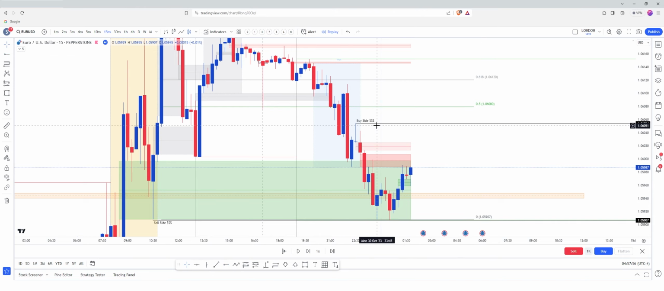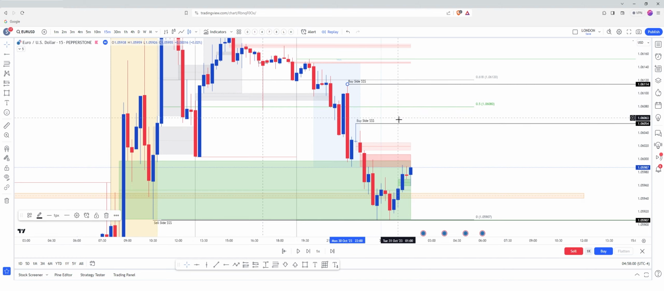Which would offer some buy side and a swing high here. I will say that neither of these are relative equal highs, so they're not massive draws on liquidity. Let's take a look on the 1 hour.